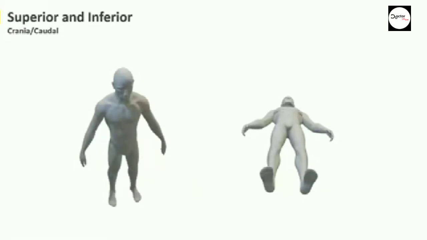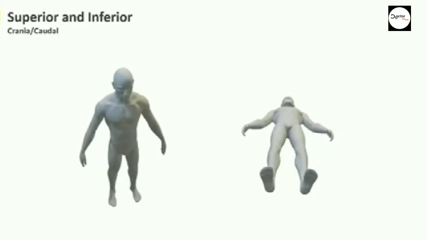Why? Because the arms were inferior when I was taking the head as the reference point. Okay, so the head would be superior to the arms and the arms would be inferior to the head, but the arms would be superior to the legs and the legs would be inferior to the arms. So this is called superior and inferior. You always take some reference point.